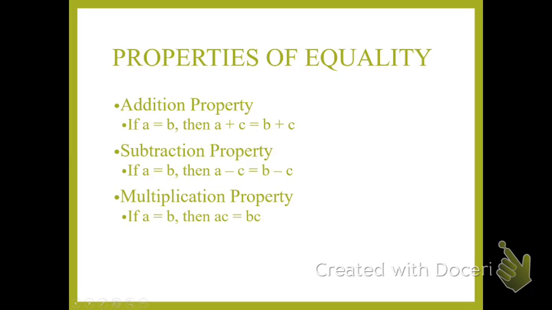We can also multiply both sides of an equation by the same number and get a true equation, or get a new equivalent equation. And we can divide both sides by a number as long as it's not 0, and the new equation will be equivalent.